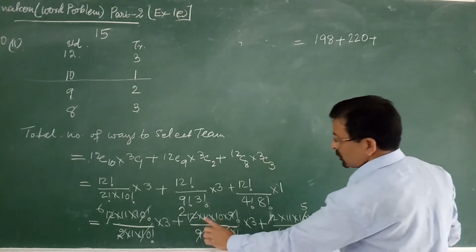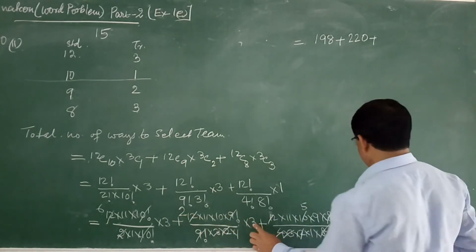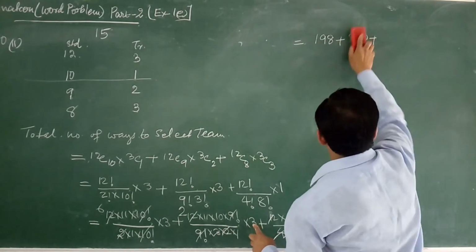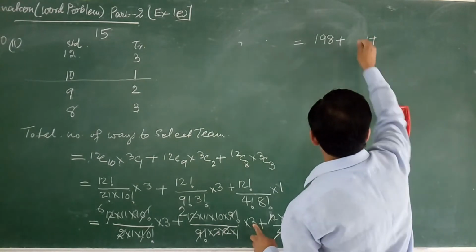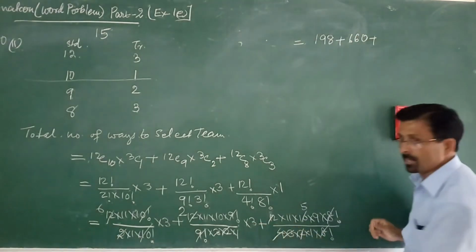Wait. Into 2, into 3 also, no? Yes, sir. 2 into 11 into 10 into 3. So this becomes 660. This becomes 4 to multiply by 3. It becomes 660. Am I clear now?